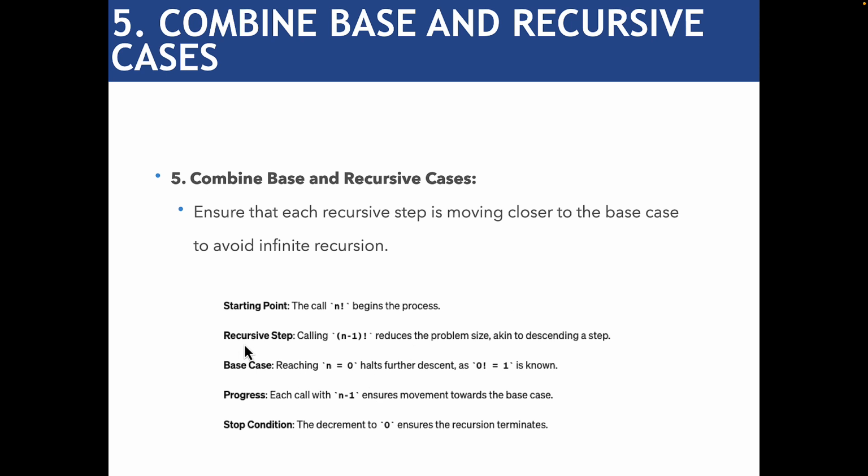Okay, so this is the algorithm. Starting point, I'm going to start by factorial of n. Then the recursive base case, n equal to 0. Usually we start by the base case. N equal to 0 will stop the program. And n minus 1 will reduce the problem size, to a descending step. So this is the recursive step.